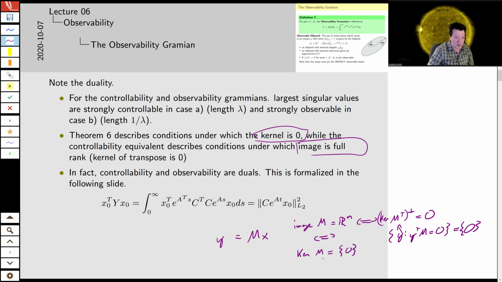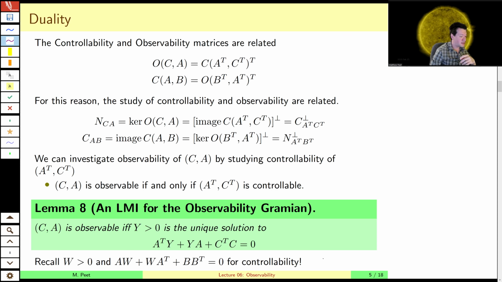All right, so that gives us an introduction to Grammians and ellipsoids. In the next slide, we take that duality and formalize it a little bit, just what I was taking notes on in the previous slide. So we extend that duality a little bit further, by showing that we can analyze controllability of a system by looking at observability of the dual of that system, so to speak.